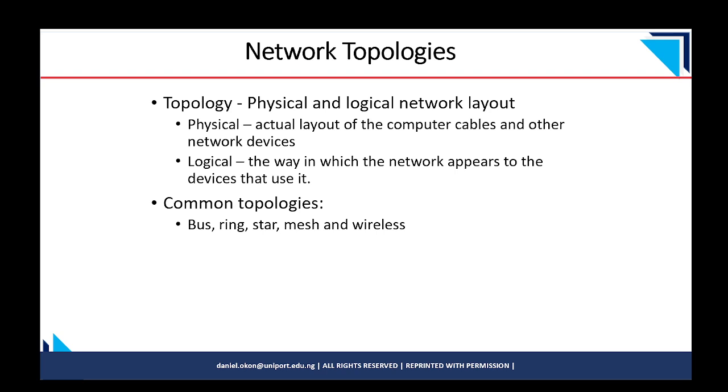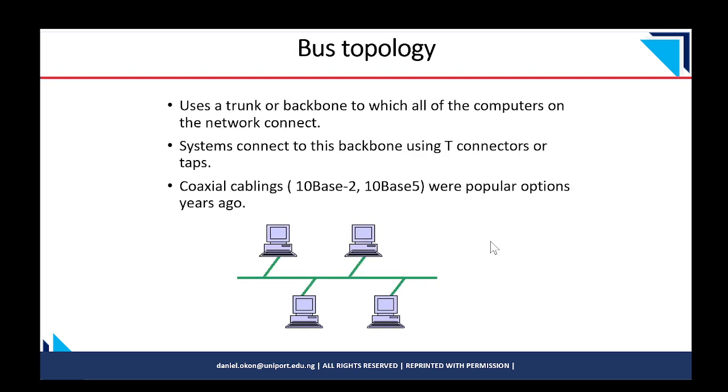So topology of a network actually determines the layout of the cables and other devices. And we have several topologies. We have the bus, we have the ring like in a circle, we have the star, we have the mesh and the wireless. Those are some areas you may have to read up so we don't spend a lot of time there.